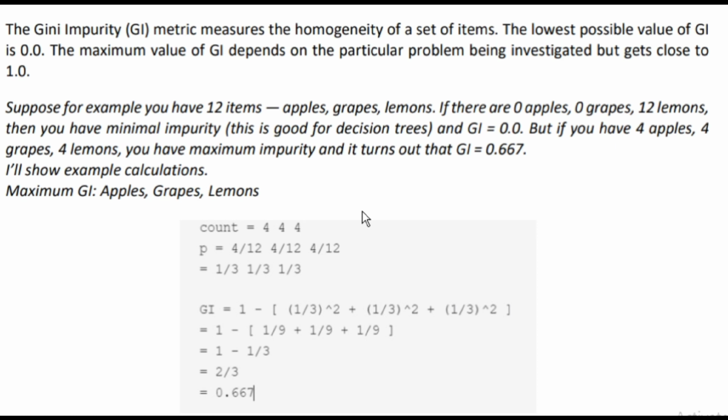Maximum GI, that is Gini impurity. Apple, grapes, lemons, count 4, 4, 4. Pi is equal to 4 by 12, 4 by 12, 4 by 12, which is 1 by 3, 1 by 3, 1 by 3. GI is equal to 1 minus (1 by 3 square plus 1 by 3 square plus 1 by 3 square), that is 1 minus (1 by 9 plus 1 by 9 plus 1 by 9), which is 1 minus 1 by 3, equal to 2 by 3. So GI is equal to 0.667.